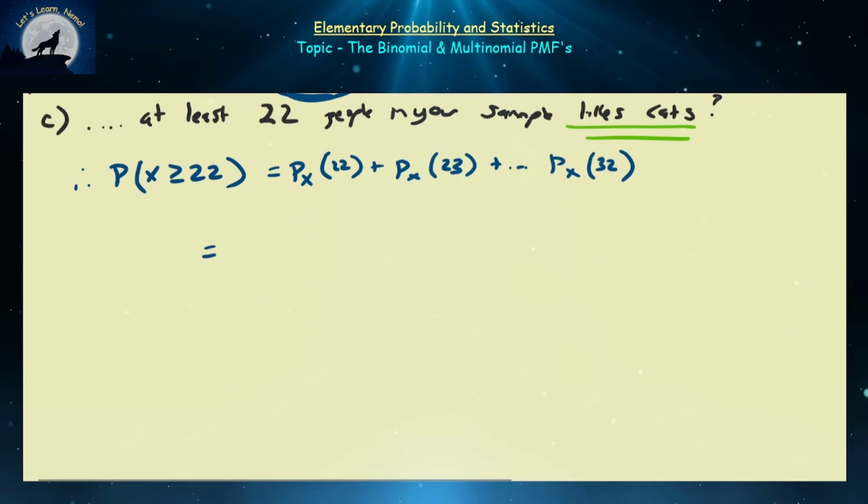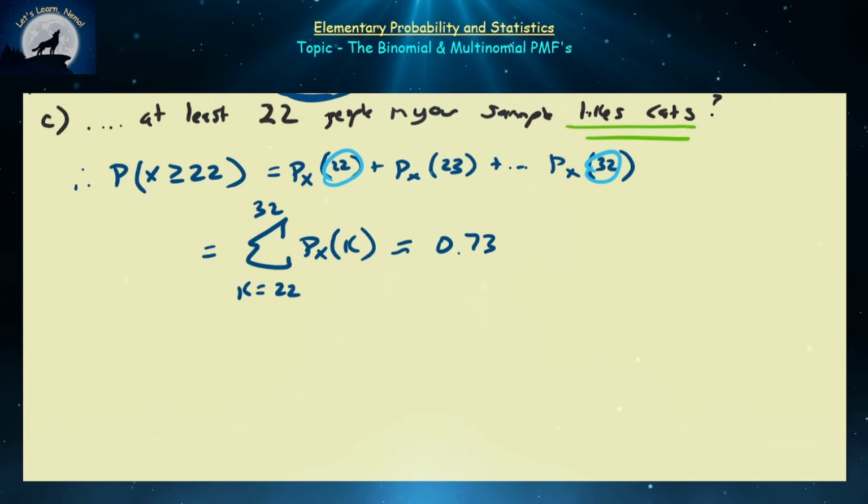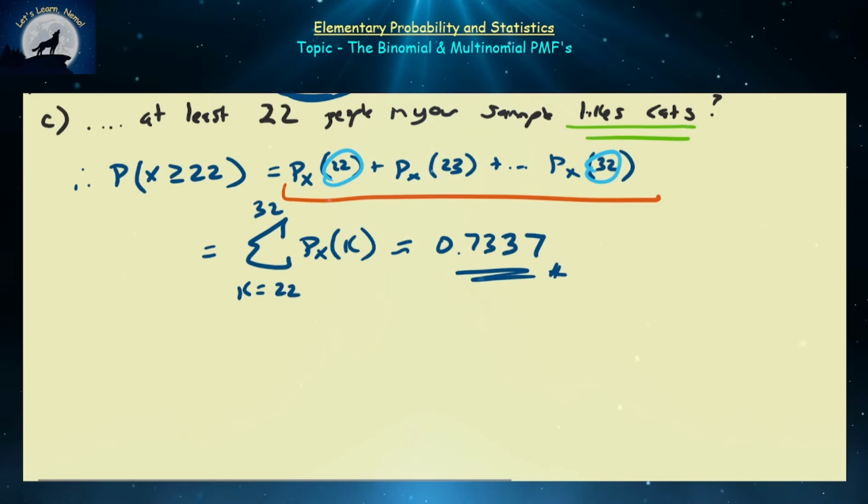Now this calculation is a little bit more advanced for some people to do by hand, but if you are using software that has access to summation notation, we can just sum from 22 to 32 of our probability mass function evaluated at k, and once you find that, it's going to be approximately equal to 73%, or 0.7337. So if you have access to software, you can obviously solve more advanced problems, but nonetheless, that would be how you would find it if you were to do it by hand.